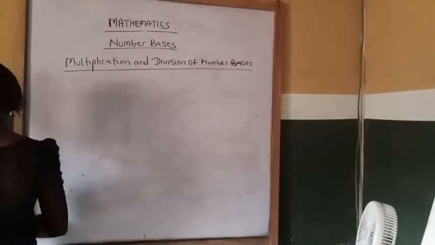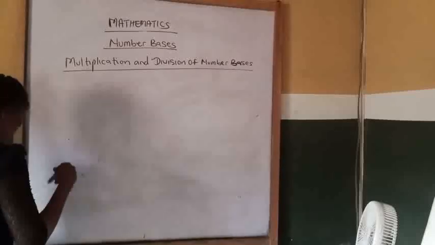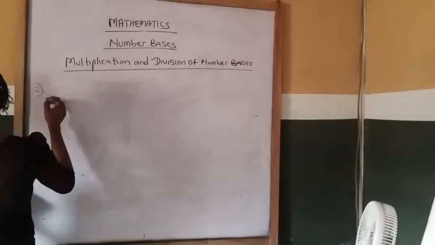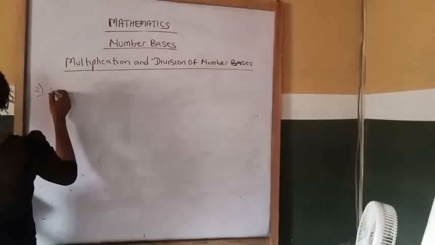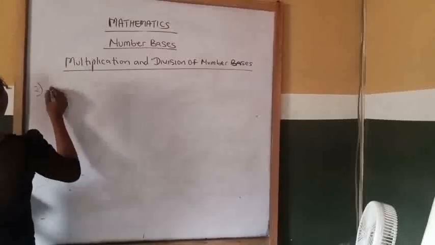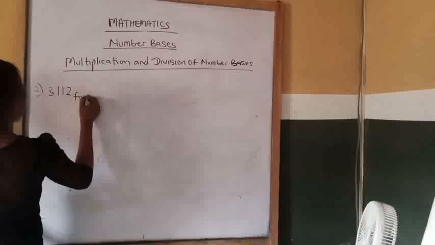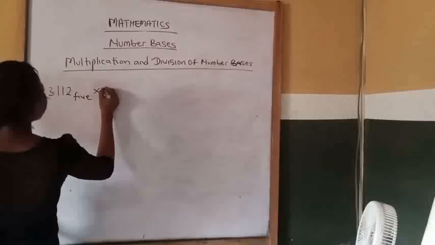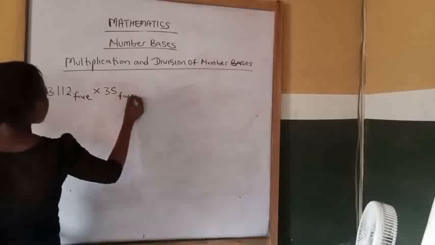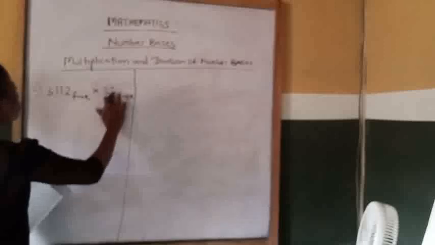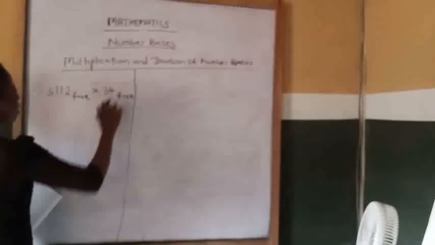Let's take another example. Example 2. Multiply 3112 base 5 by 34 base 5. So let's use the direct multiplication method.